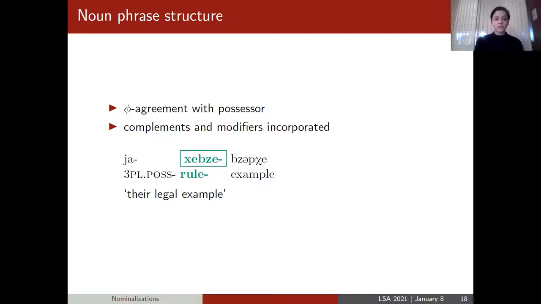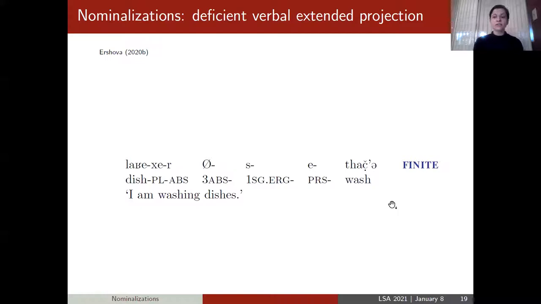As you see in this example, chebze, which means something like their legal example, appears between the possessive morpheme and the head noun. And it also displays some phonological properties of being incorporated. Now, what do nominalizations look like, right? There are these mixed categories that have some verbal features, but also some nominal features.